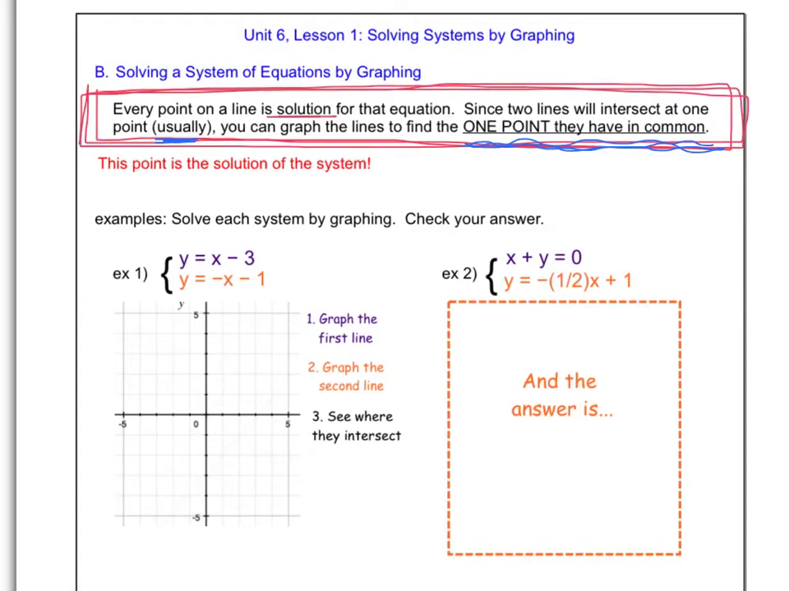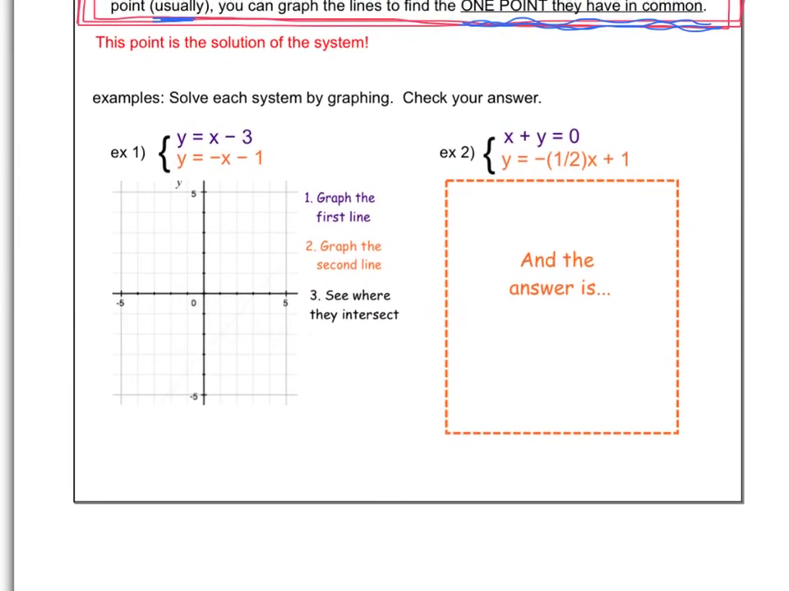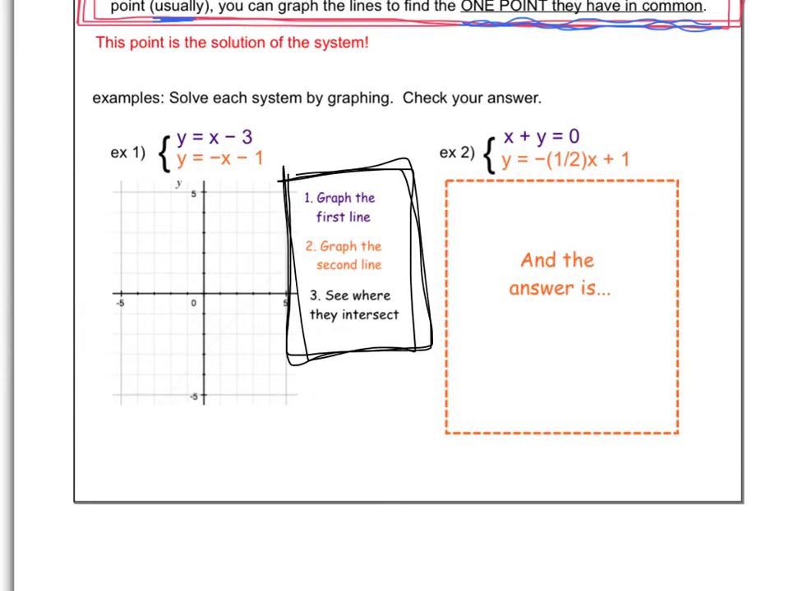Okay, so let's try it. The steps here are pretty obvious. Graph the first line, graph the second line, see where they intersect. All right, so let's graph the first one. When I graph the first one, I'm going to start at a y-intercept of -3, right? I'm going to do this in purple so it matches. And my slope is 1. So I go up 1, over 1, up 1, over 1, up 1, over 1, up 1, over 1, like so. And I connect my dots and I make a line.